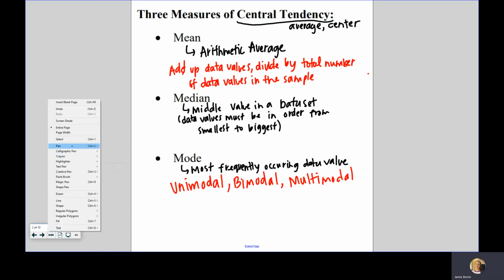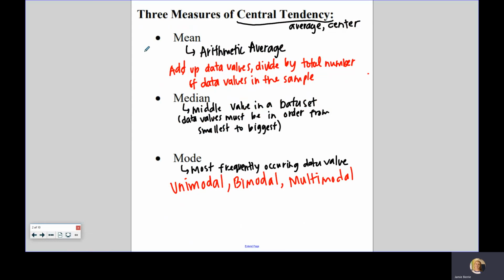All right, so let me go back and tell you the symbol up here. For mean, the mean has two different symbols. If you're talking about a population, then we use the Greek letter mu to represent the mean. It kind of looks like a cursive M. It kind of looks like a U, but that's the Greek letter mu, M-U, mu.